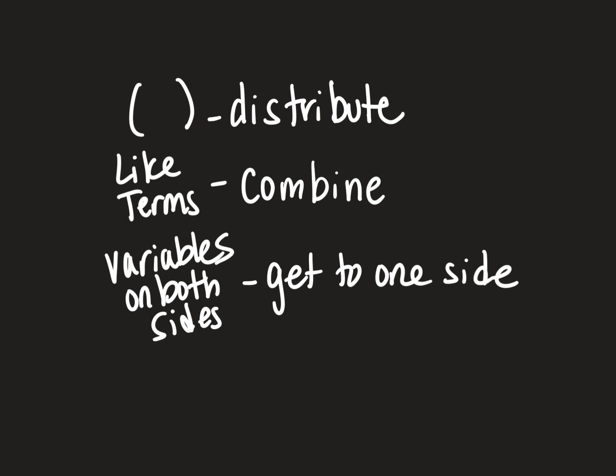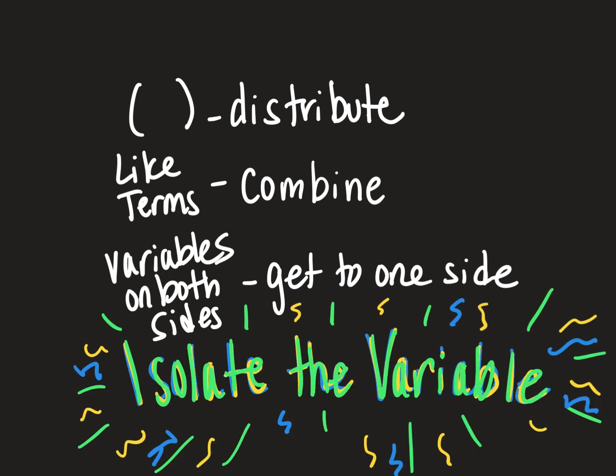the equation. First of all, if there are parentheses, we're going to use the distributive property. If there are like terms on the same side of the equal sign, we will combine them. And then if there's variables on both sides, we're going to pick a side, get them to one side so we can isolate the variable.